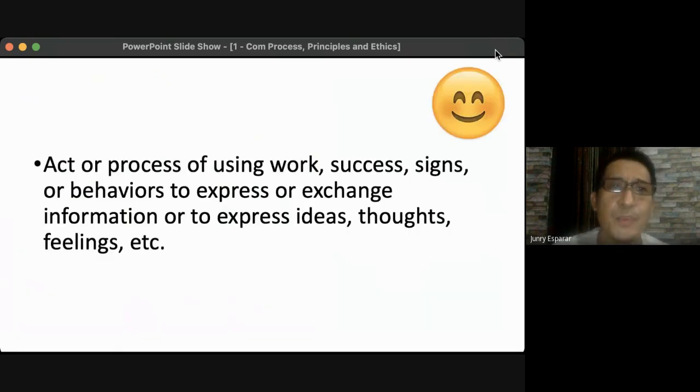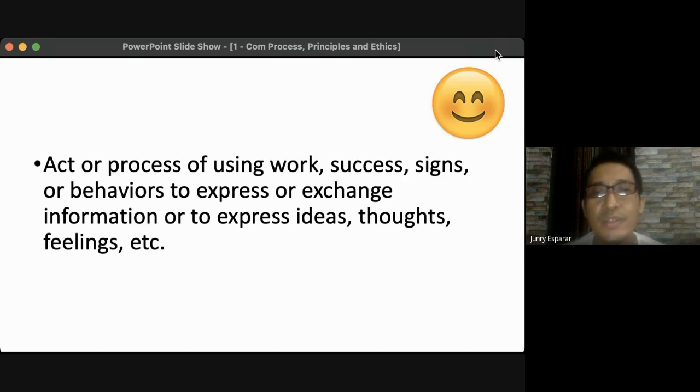It is an act or process of using words, sounds, signs, or behaviors to express or exchange information, or to express ideas, thoughts, feelings, etc. In communication, it's not just the idea that we are exchanging. We also exchange our thoughts and even our feelings, right?